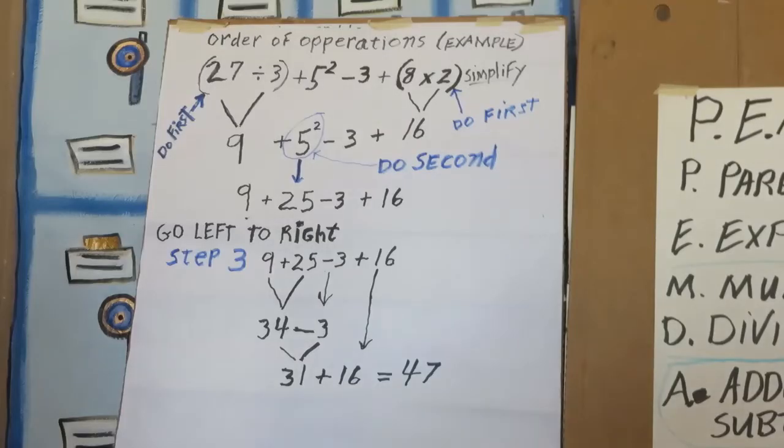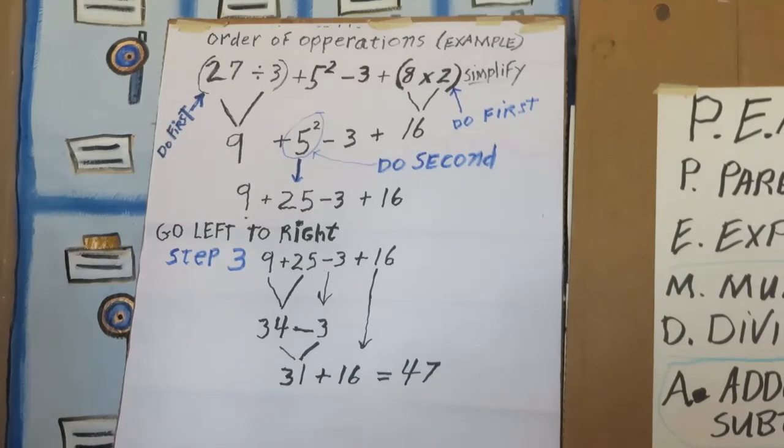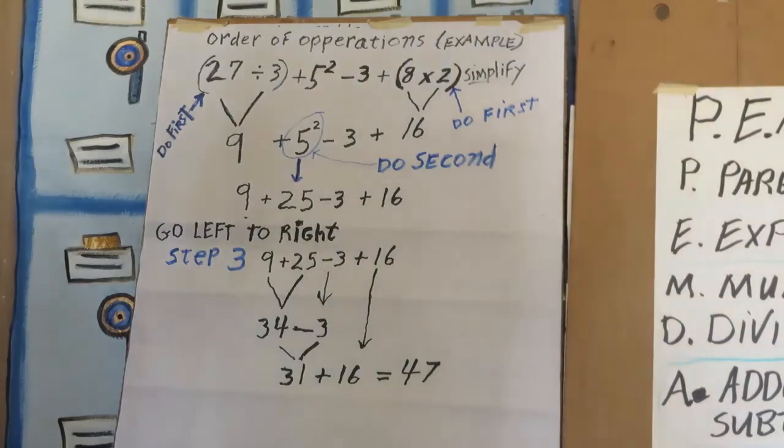This is an example of order of operations. So remember that the first step is parentheses. We need to do what's in the parentheses.